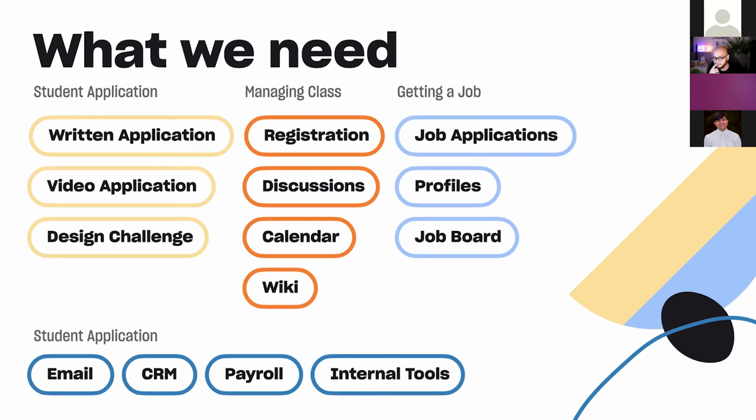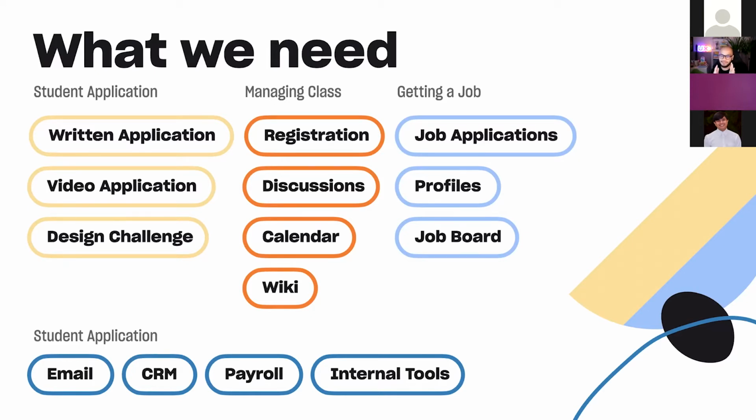So there's different phases. There's the student application, which I'll give you a preview of later on. There's the student application process where people are applying, they want to get into the course. There's how we manage classes, which is basically how they register and then pay, how they discuss the lessons, how they book one-on-one with a mentor, how they find resources for the class, the wiki.